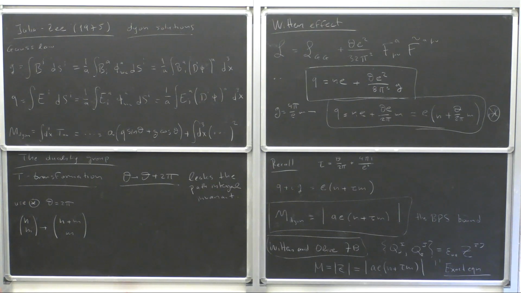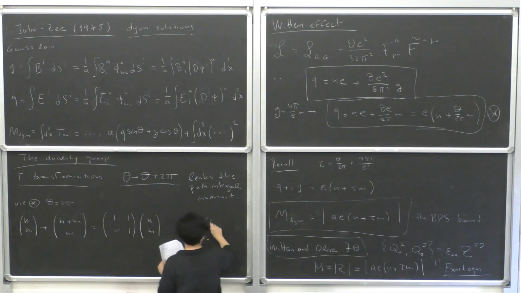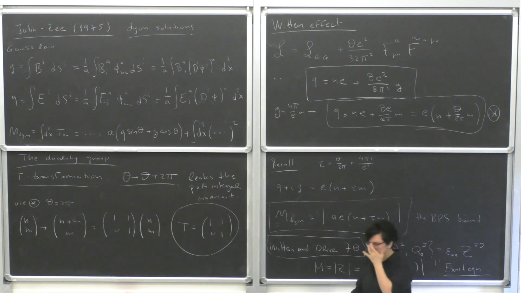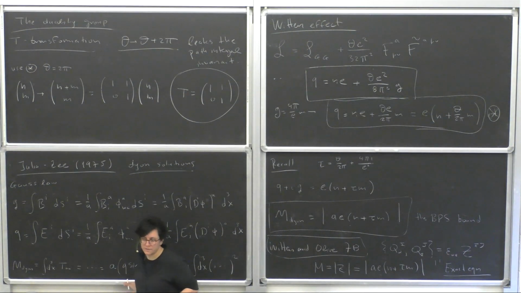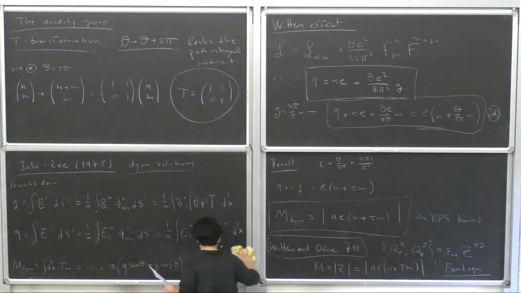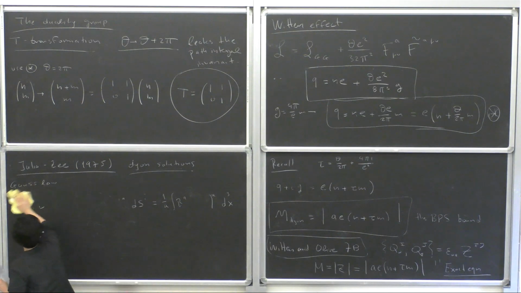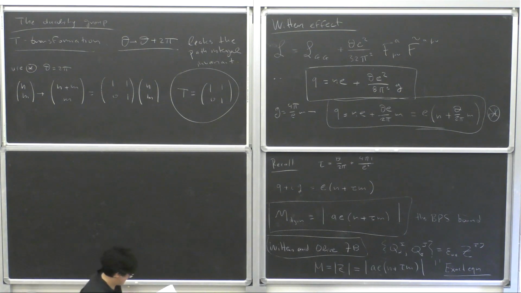Yes? And this, I can also write like this. And maybe some of you already know this thing. Or maybe Iñaki already wrote it. Or not yet. Okay, it's coming, it's coming. Okay, so this is the T transformation, and it's clearly leaves the path integral as it was.